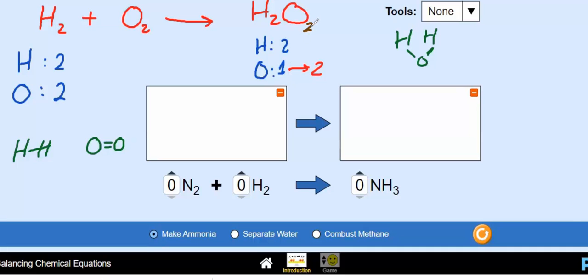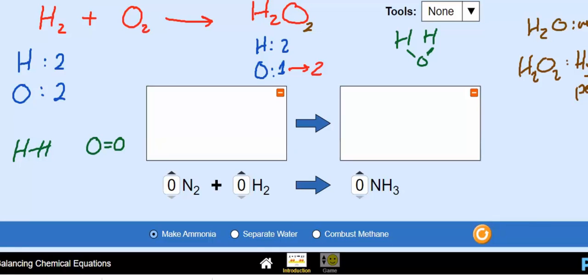Now, is this correct? No, this is not correct. We cannot change the subscript. Why? Because H2O is not H2O2. H2O is water. H2O2 is what? Anybody knows? H2O2 is hydrogen peroxide. So those are two different chemicals. So changing the subscripts will change the identity of the molecule, of the compound. So we cannot do that.